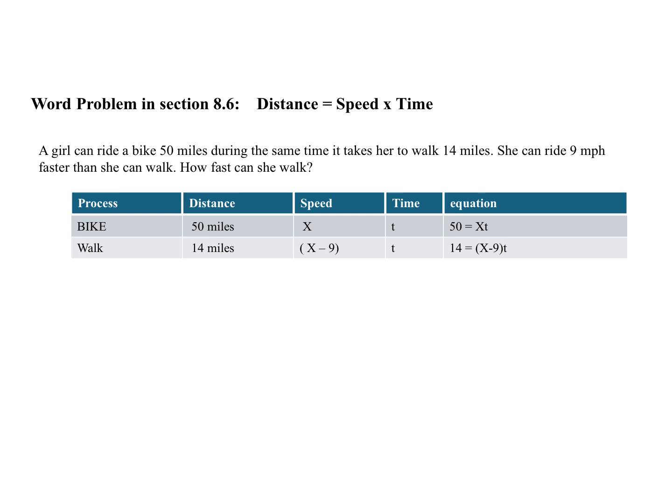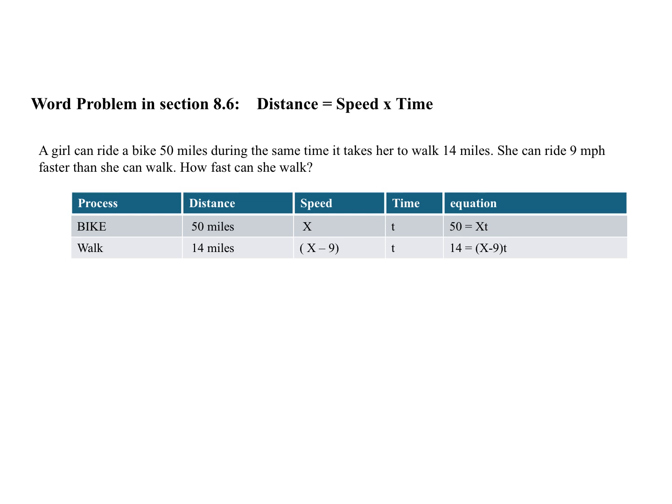In the table below, we set up what the problem is actually asking for. We have process, which is bike and walk, distance, 50 miles and 14 miles. The speed is x and x minus 9. The time is t, and we come up with two separate equations.